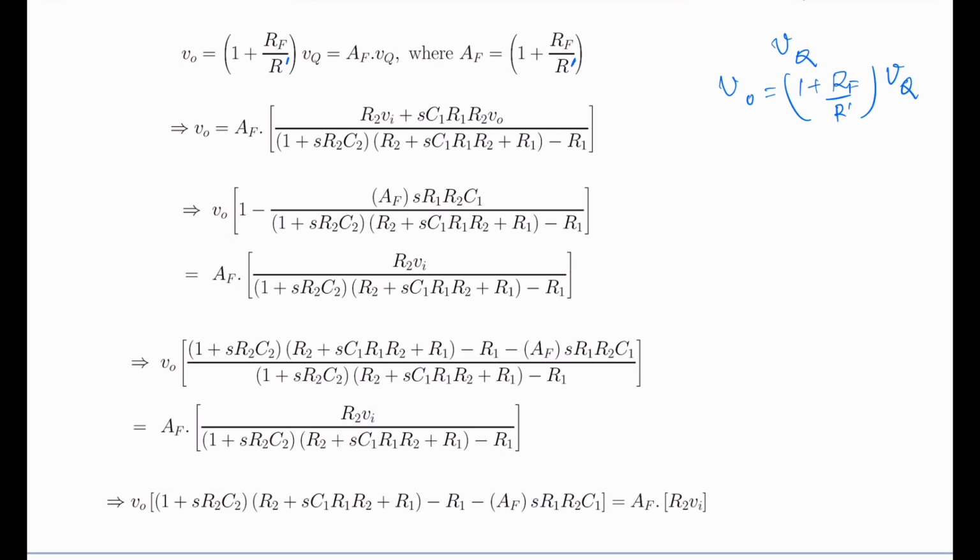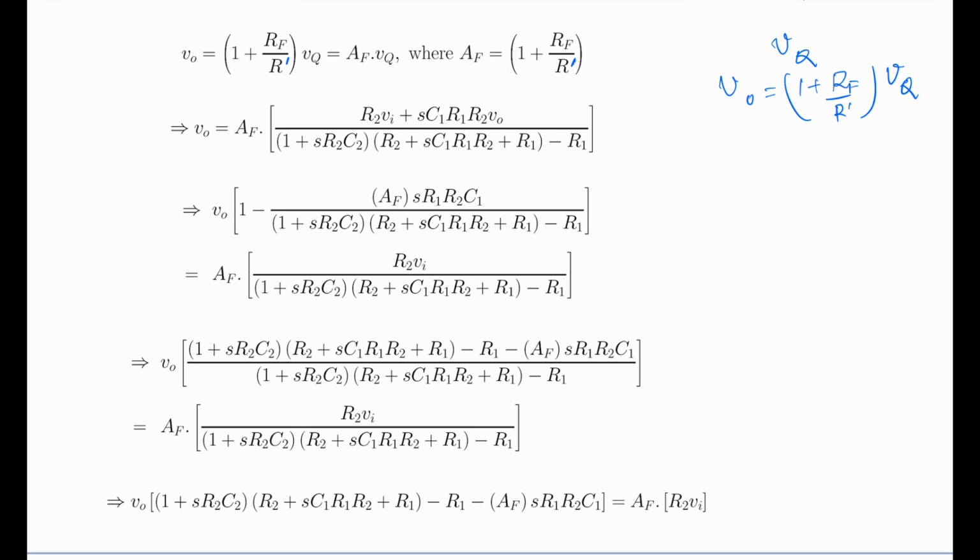See here, V0 is here and V0 is also here. So you have to transfer this term on the right upon this on the left side. This is exactly what we have done here: V0 into 1 minus Af into SC1 R1 R2 V0 upon 1 plus S R2 C2 into R2 plus SC1 R1 R2 plus R1 minus R1. By simply manipulating the terms and rearranging them, we have this equation.